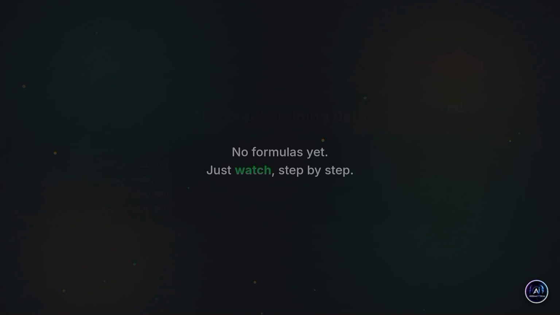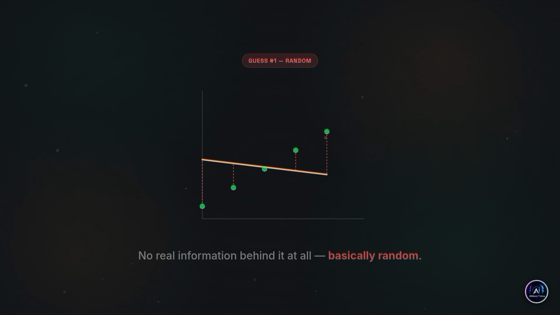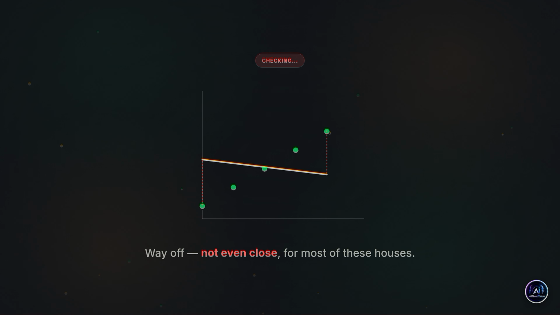No formulas on screen yet. No jargon at all. Just watch what happens, step by step. At the very start, the model knows absolutely nothing about houses or prices. Its first guess is just a line, drawn with no real information behind it at all. It checks that first guess against the 5 real prices. And right now, it is way off, not even close, for most of these houses.